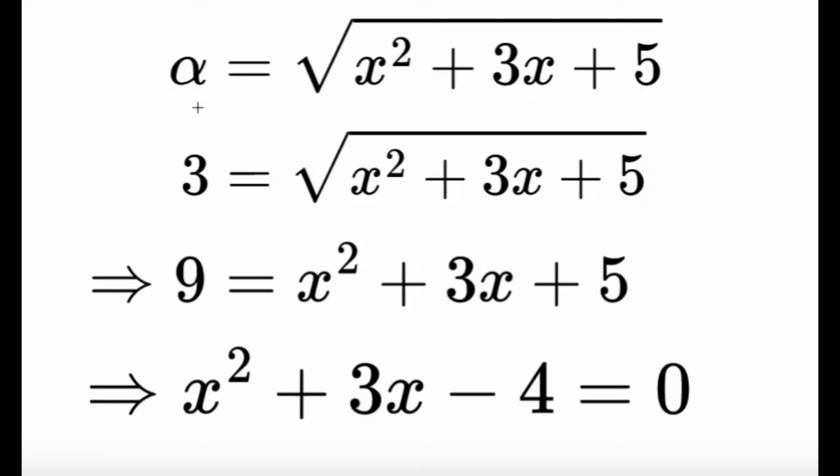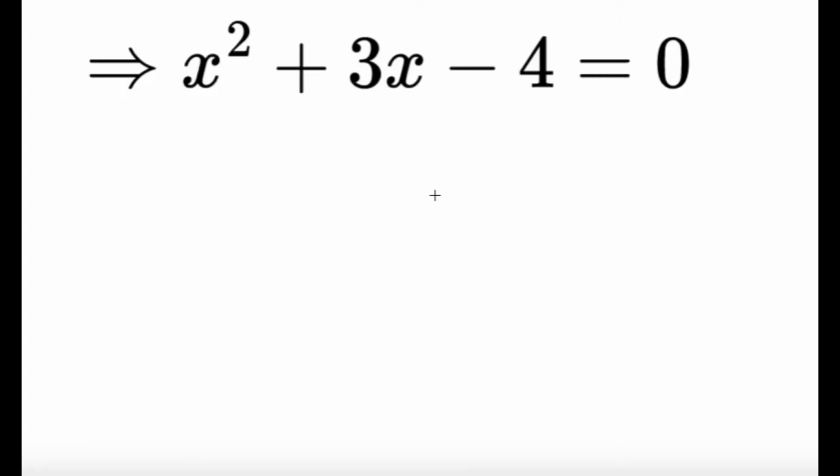So from our substitution, alpha equals the square root of x squared plus 3x plus 5. Since we know that alpha is 3, 3 equals the square root of x squared plus 3x plus 5. So square both sides. 9 is equal to x squared plus 3x plus 5. Let's put everything on one side. X squared plus 3x minus 4 equals 0.